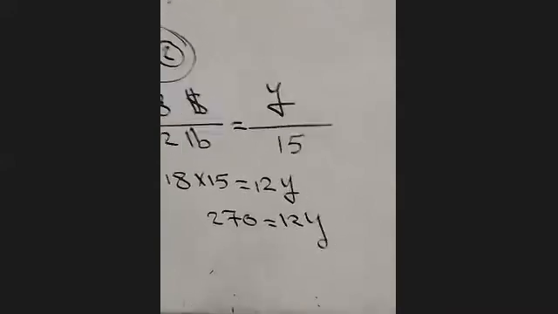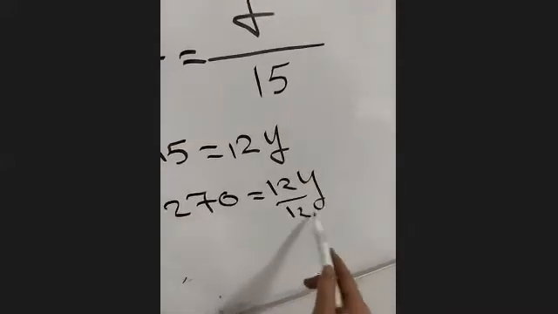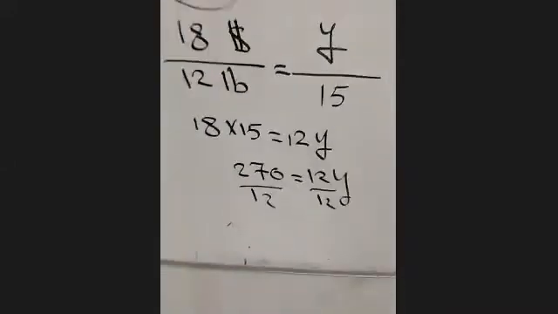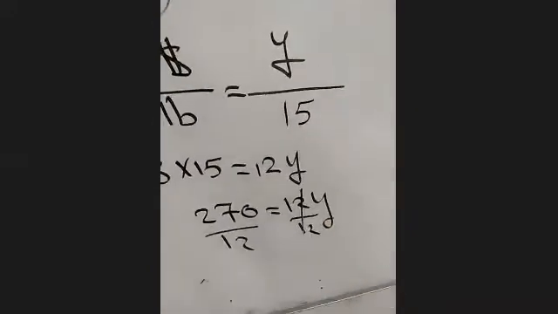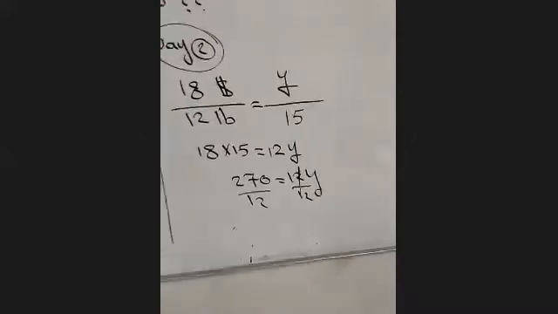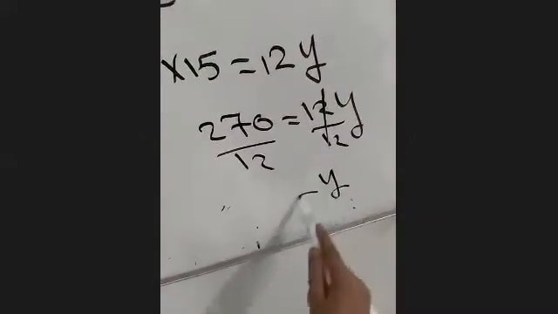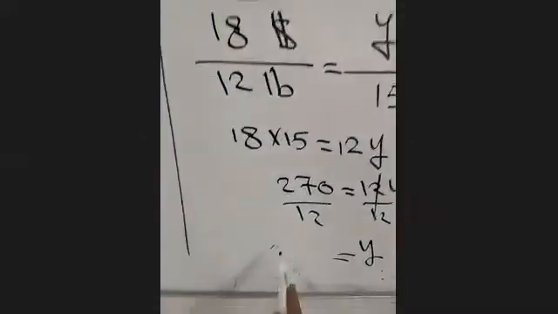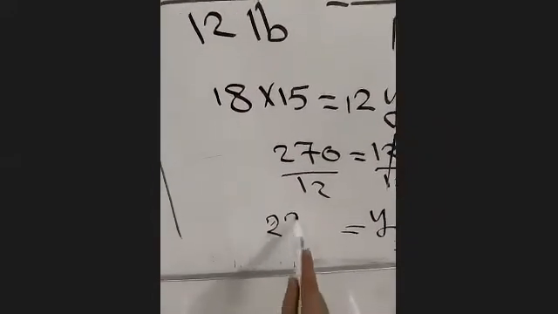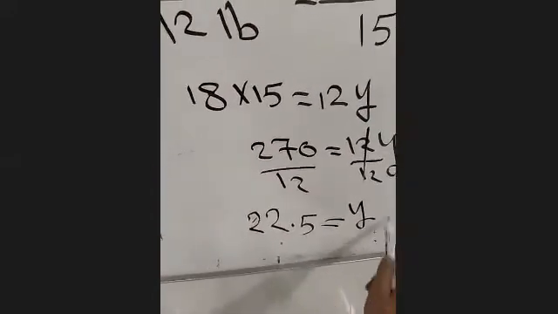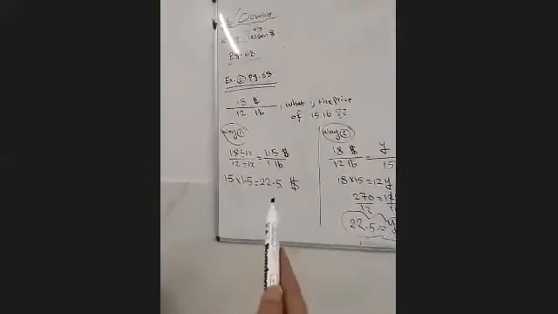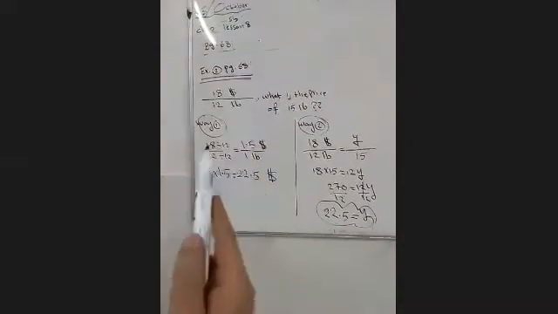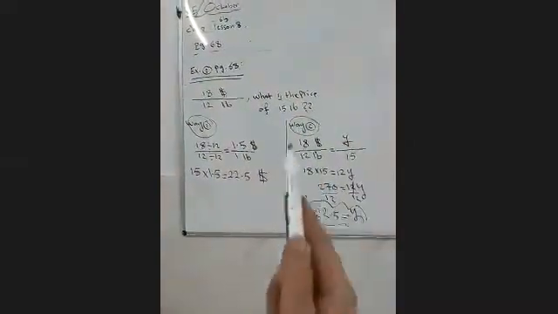Now the next step, guys, we need to divide both sides by the number which is beside the variable. So here I will divide by 12, and here I will divide by 12. We did these steps, guys, before. I use it now. Now we can cross out the 12s together. So y will be, if you divide 270 by 12, guys, the answer will be also 22.5. Okay, so here you have similar answers, $22.5 and here $22.5. You can use this way and you can use this way.